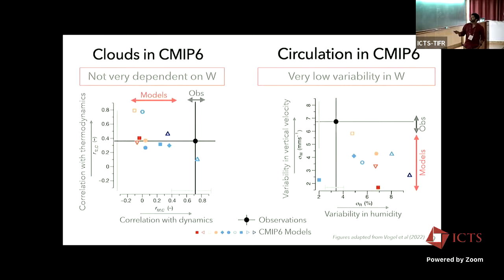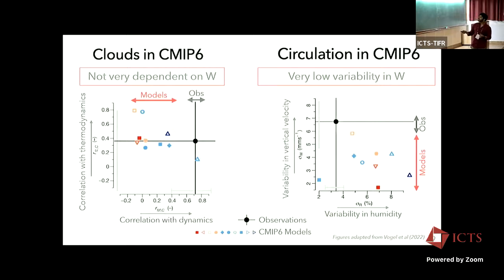So the observations are quite to the right. You see it's almost 0.7. It's a strong control that's being indicated with the dynamics. And at the same time, if you look at the variability, or how many different circulation regimes the clouds can see, or what space in circulation is being provided to the clouds, in the observations, the variability in vertical velocity is much higher, and none of the models reach such a variability. So the variability itself is much lower, in fact, for vertical velocity.